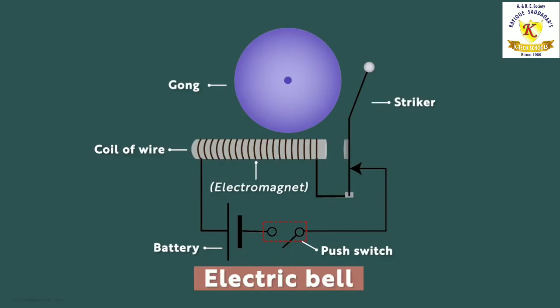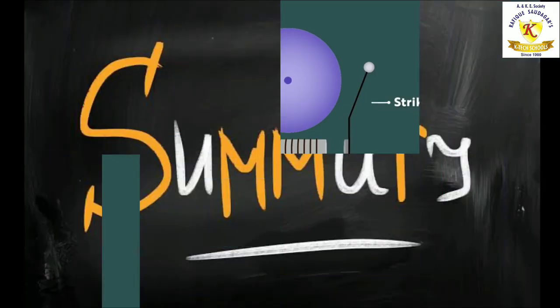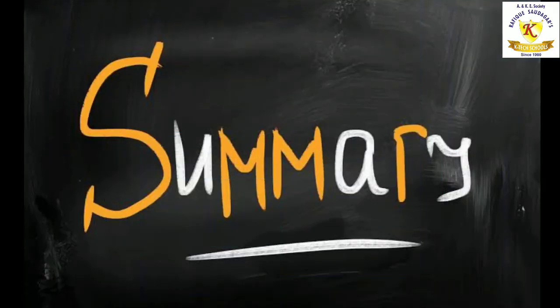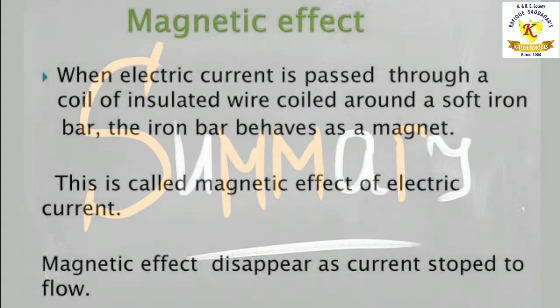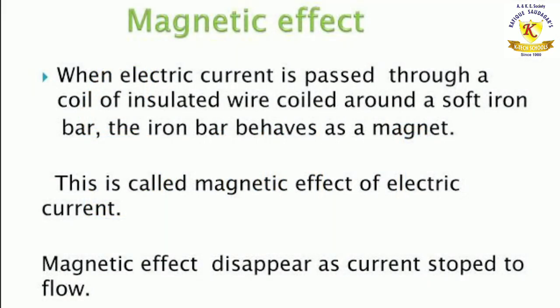So, now let us summarize what we have learned in today's session. What is a magnetic effect? When electric current is passed through a coil of insulated wire coiled around a soft iron bar, the iron bar behaves as a magnet. This is called the magnetic effect of electric current. The magnetic effect disappears as the current stops flowing.